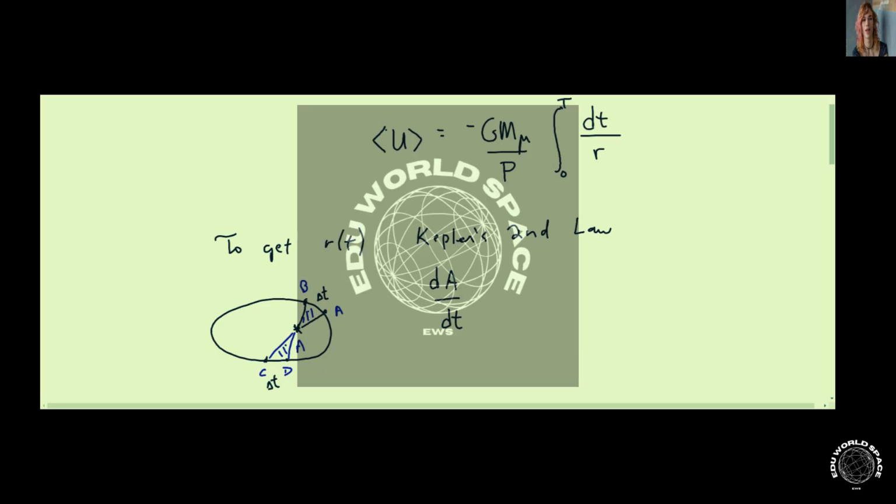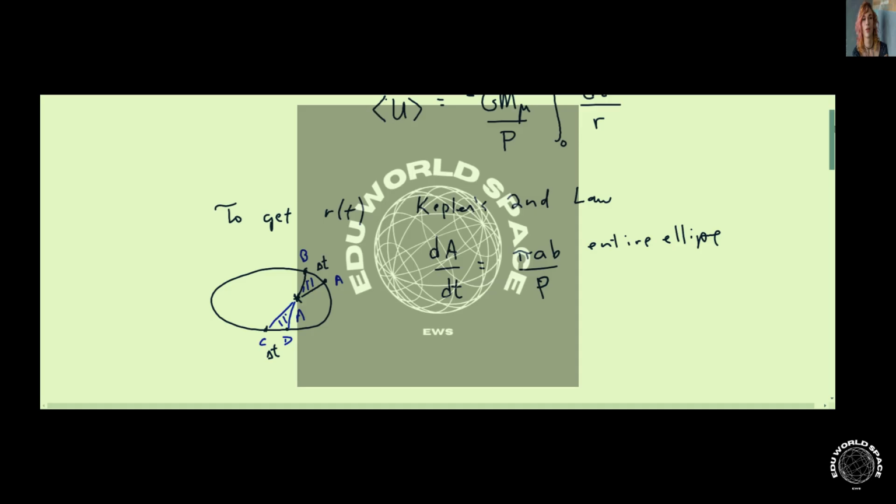And we can then relate this to the entire area of the ellipse, pi AB, that's the entire ellipse divided by the entire period of the orbit. Okay, so that's one thing. That's a constant that we can relate to orbital parameters.